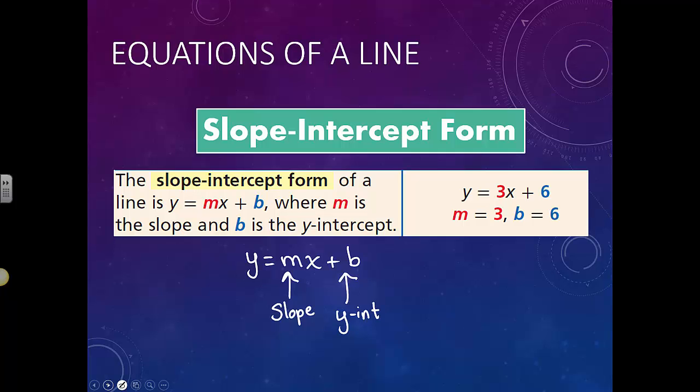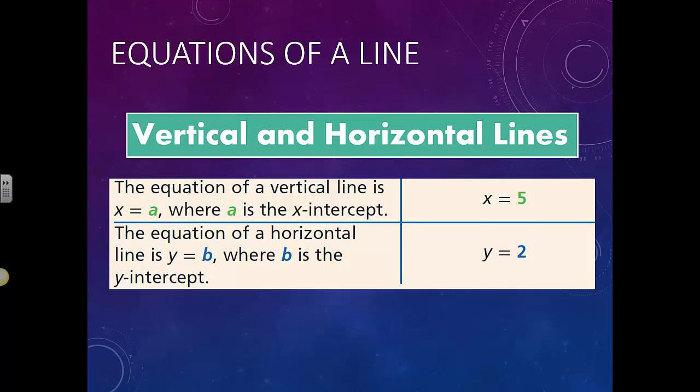But lastly, we're going to look at the equations of horizontal and vertical lines. So if your line is a vertical line, the equation is always x equals some number. Here we have a representing that number, where a is the x-intercept. So x equals 5 would be a vertical line, 1, 2, 3, 4, 5. The x-intercept is 5, and there is our vertical line. So that's the line x equals 5.